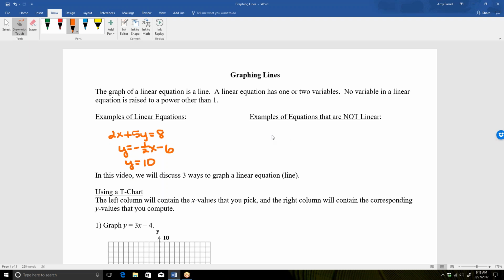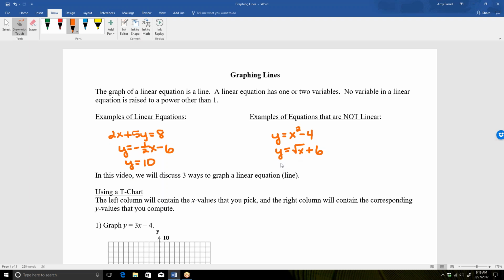Examples of equations that are not linear, something like y equals x squared minus 4, because we have an exponent of 2. Could have something like a square root, like y equals square root x plus 6. That would not be linear. A square root is the same thing as a 1/2 power, so that would be x to the 1/2 power there, so that's not an exponent of 1.